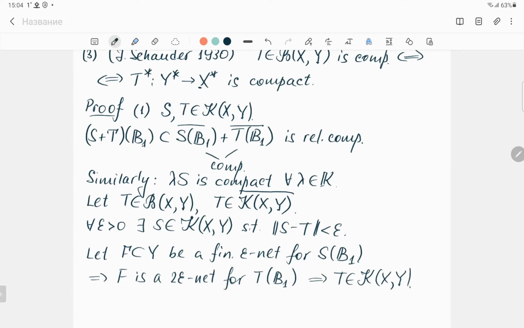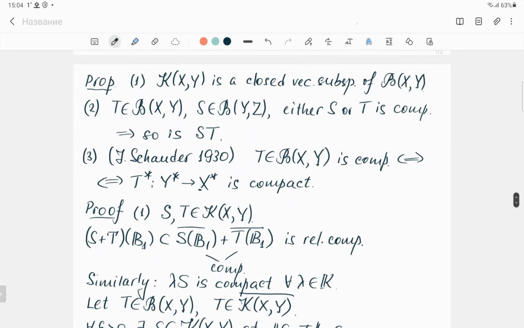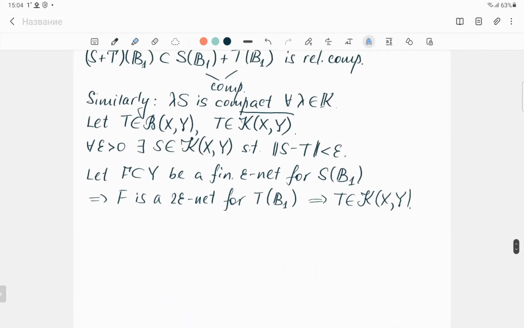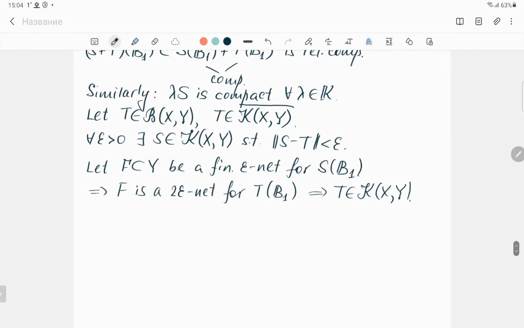Okay, and so we see that the space of compact operators is a closed vector subspace of B of X, Y. Okay, now part 2. We now have 2 bounded operators, S and T, and one of them is compact.